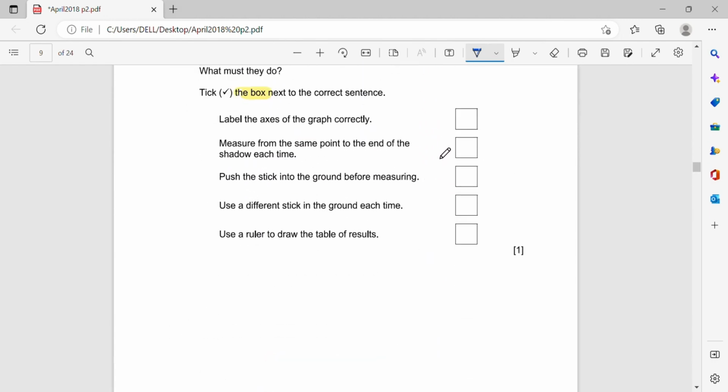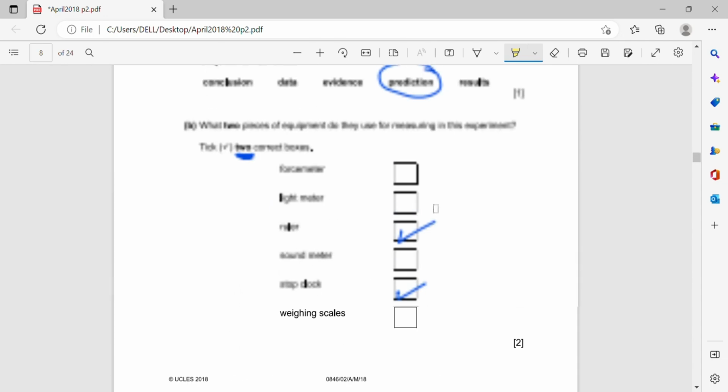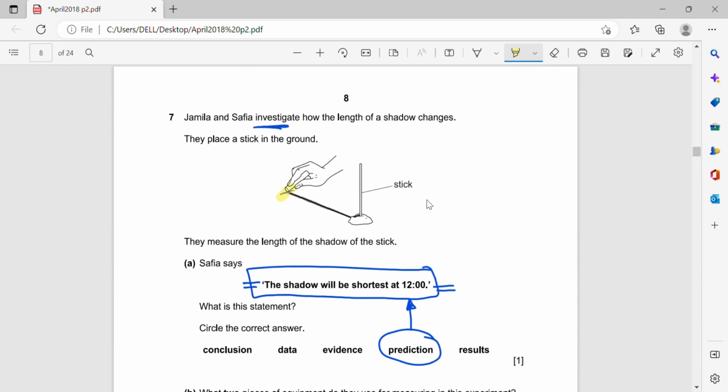Again, labeling the axis, no. Measure from the same point to the end of the shadow each time. Correct. Push the stick into the ground. No. Use a different stick. No, there won't be reliable results. Use a ruler to draw the table of results. No. So the correct answer here is what? Measure from the same point to the end of the shadow each time. We will measure from the same point to the end of the shadow each time. Next question.